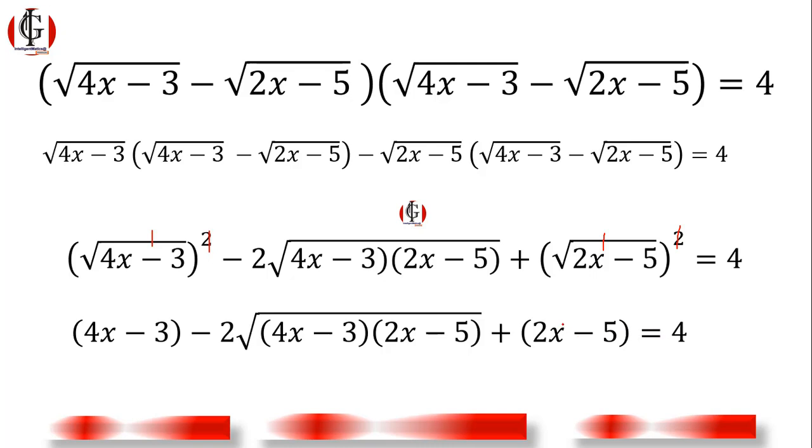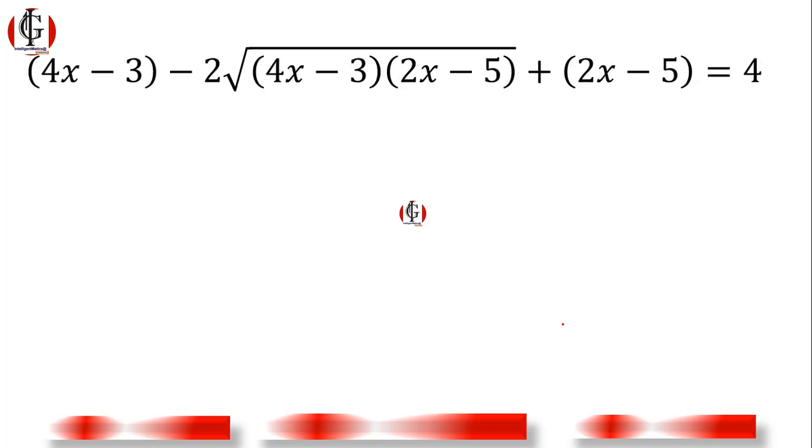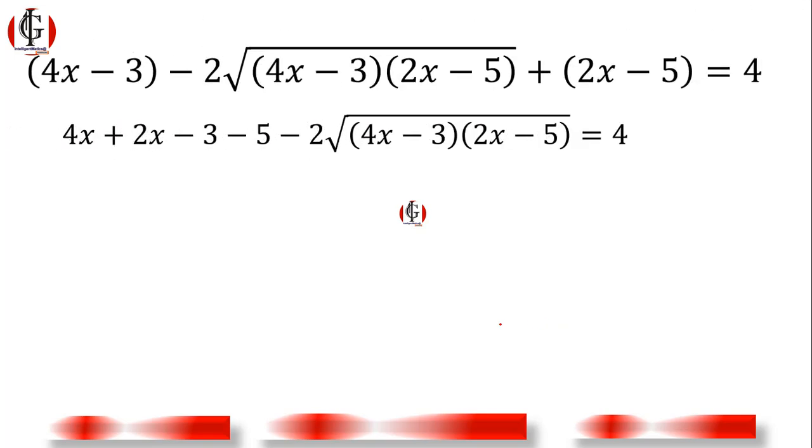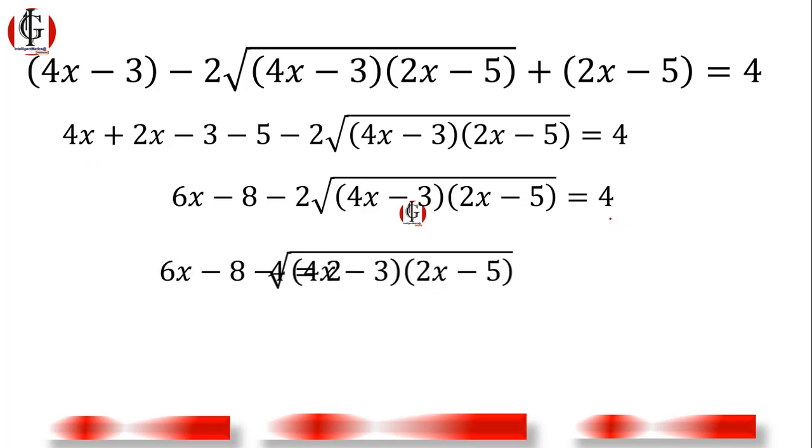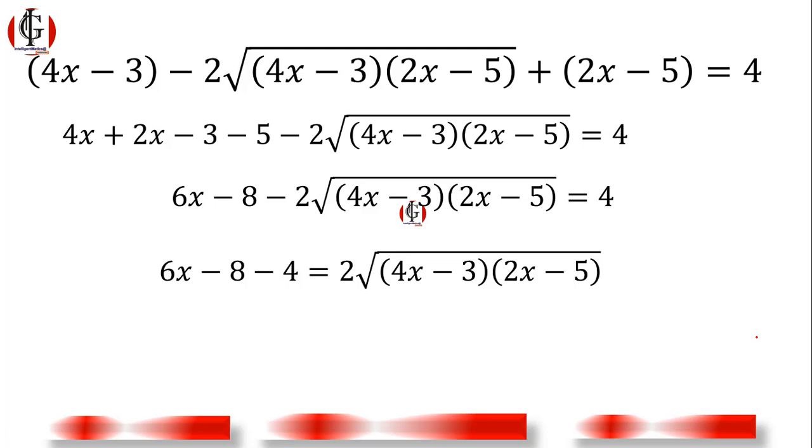So if I collect like terms, I'm going to have 4x plus 2x minus 5 minus 3. So we're going to have 4x plus 2x minus 3 minus 5. Let's simplify this further. I'm going to have 6x minus 8, and that'll give me 6x minus 8 minus 4.